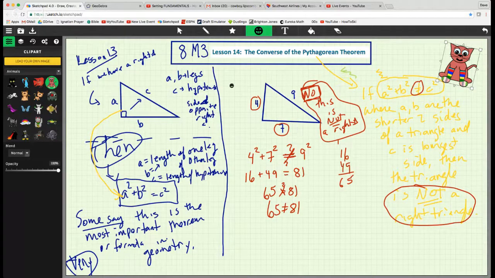Perform this calculation: take the 2 short sides, square each side, add them together, take the sum. Does that equal the long side squared? If so, it's a right triangle. If not, it is not a right triangle.